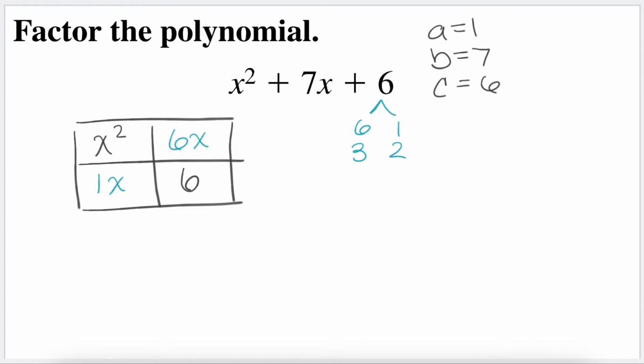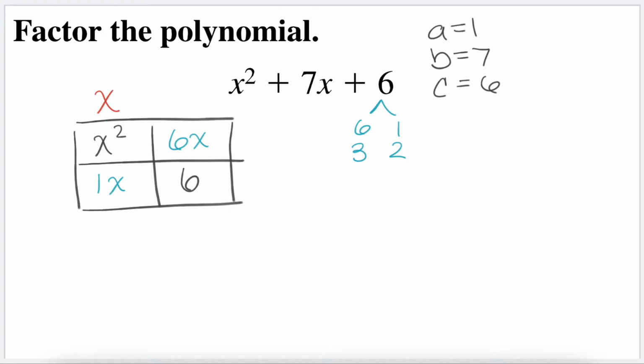Then I factor out each of my rows and columns like that. So here, what can I pull out of x squared and x? What can I pull out of both of those terms? Well, I can pull out just an x. That's the only factor that they have in common. I can pull out 1x from here, and I can pull out 1x from here, and that's it.